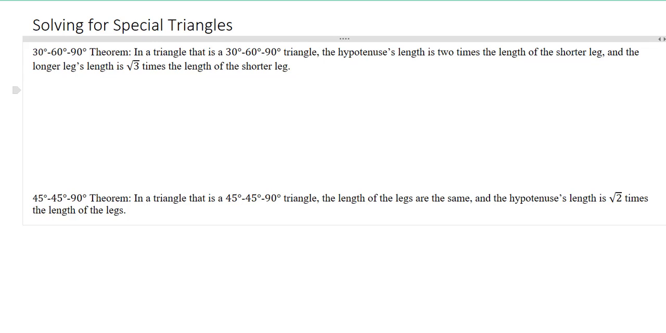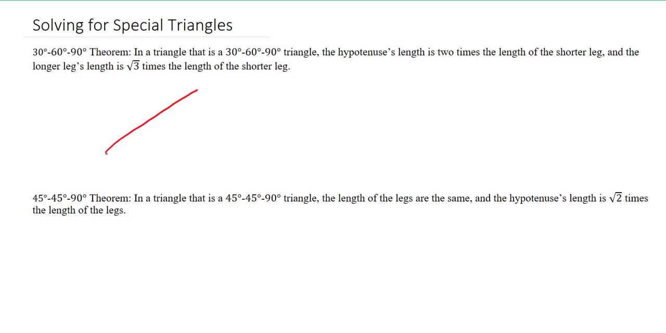So what does that really mean? Let's go ahead and draw this triangle, a 30-60-90 triangle. So we have our 90. This is going to be our 30, and this is going to be our 60. The 30 is because this one's a shorter angle, because this is the shorter side. So let's put x here for the shorter side.